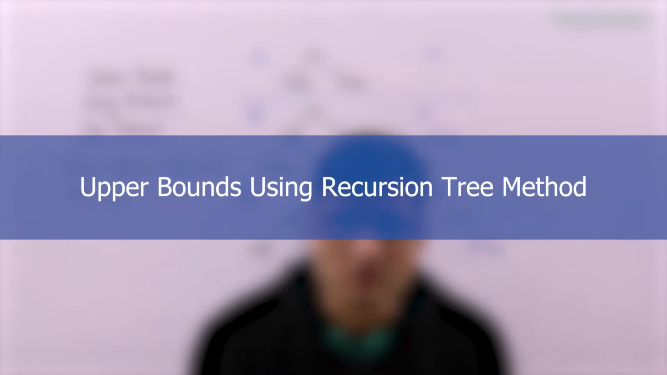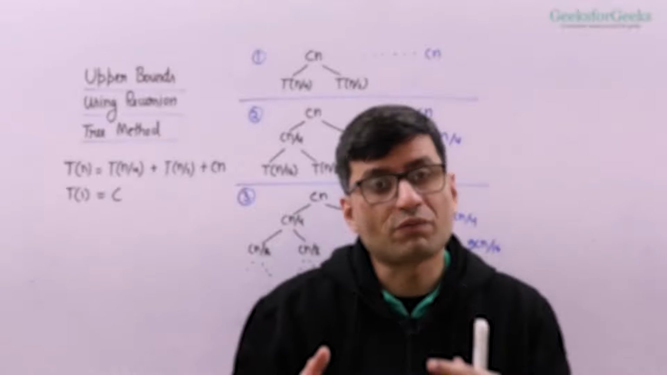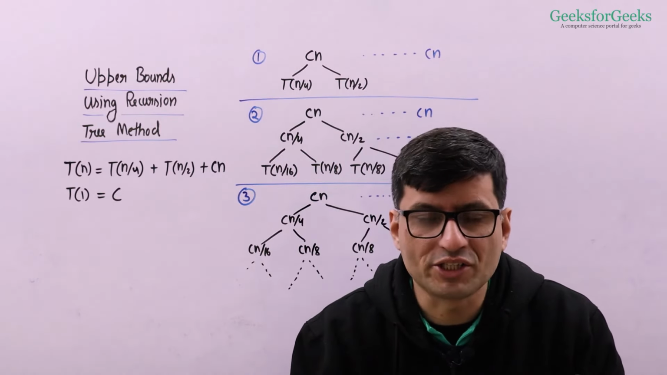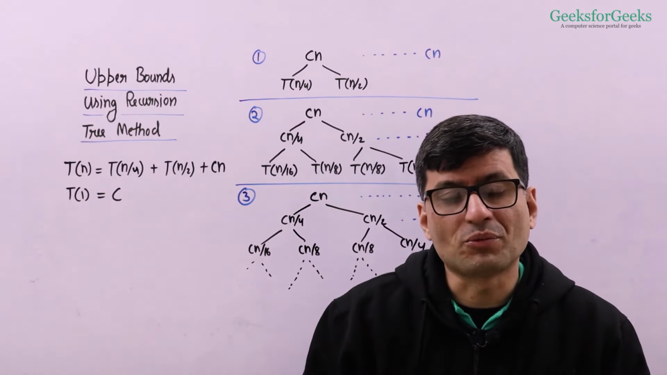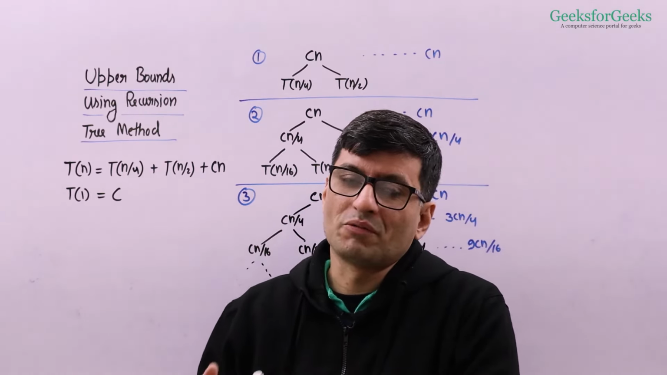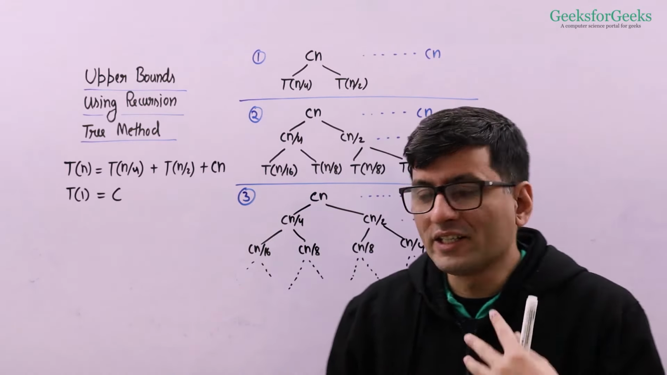In all the examples that we have discussed so far, we could find an exact bound. We could find theta notation for the recurrences. There might be certain situations where it might not be possible to find the exact bound. And here is one example.